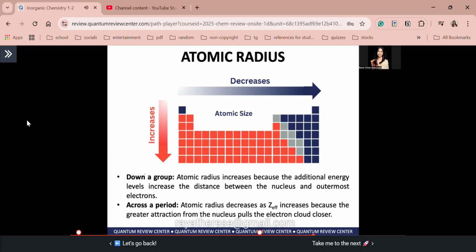Then, decreasing naman across a period because electrons are being added in the same shell or n. At the same time, protons na add din sa nucleus across a period, diba? Making it more positively charged. Guys, yung effect of increasing the proton number, mas malaki siya than increasing the number of electrons. Kaya, mas nagkakaroon ng mas malakas na nuclear charge that strongly attracts the electrons more and pulls the electron cloud closer kaya lumiliit yung atomic radius.